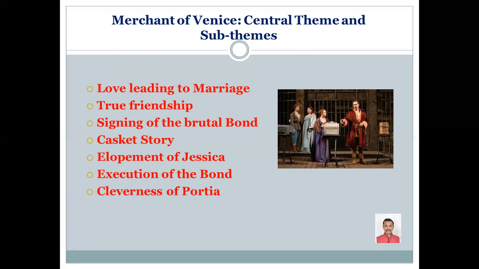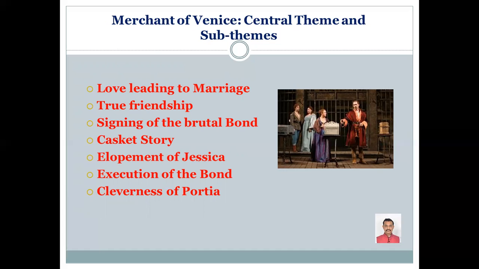That's why he has arranged some caskets in his house, and the person who chooses the right casket will be able to marry Portia. That is the theme of the casket story. Then there is the elopement of Jessica. Jessica is the daughter of Shylock. Shylock is a Jew, and Jessica elopes with a Christian man whose name is Lorenzo.